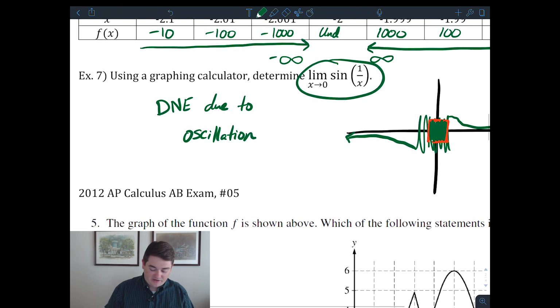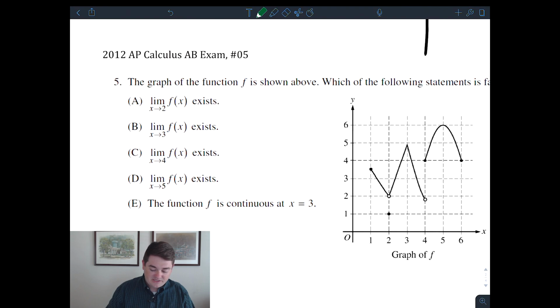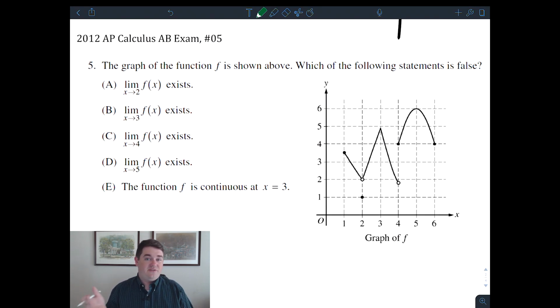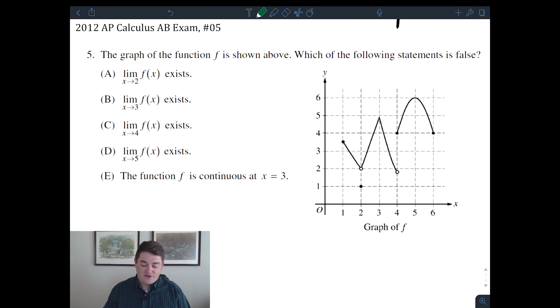And lastly, what I've got here is a released AP problem. What I did was I took the 2008 and 2012 AB and BC tests, took all the multiple choice questions and sorted them into my notes. So every time there's an AP question that goes with the notes, it'll be at the end. So 2012 AB number 5 says, the graph of a function f is shown above. Which of the following statements is false?